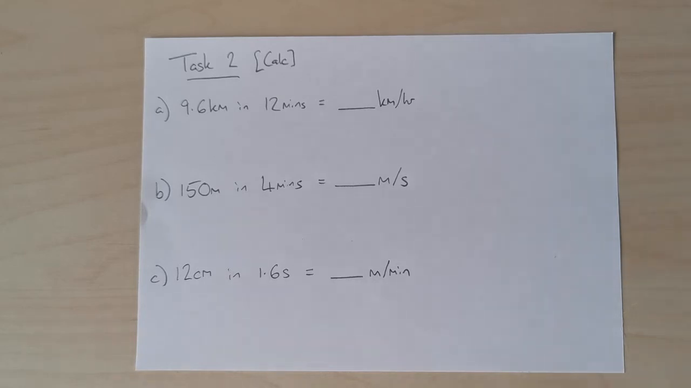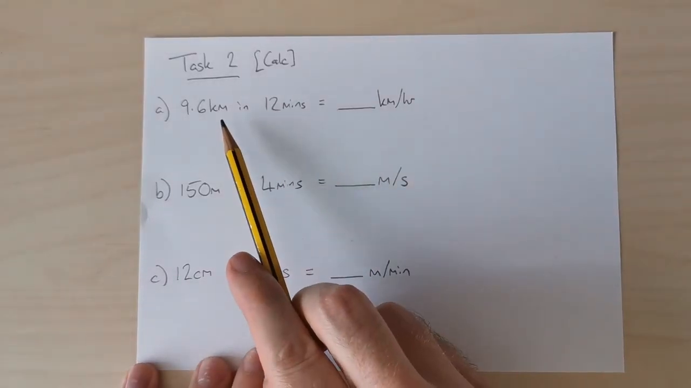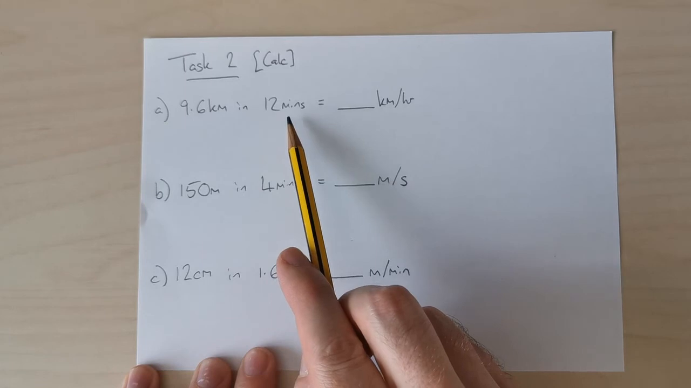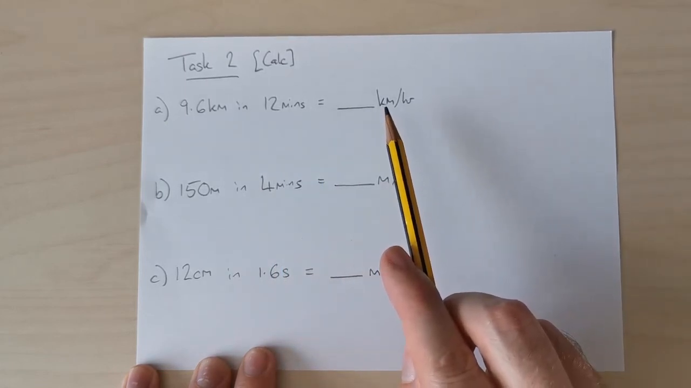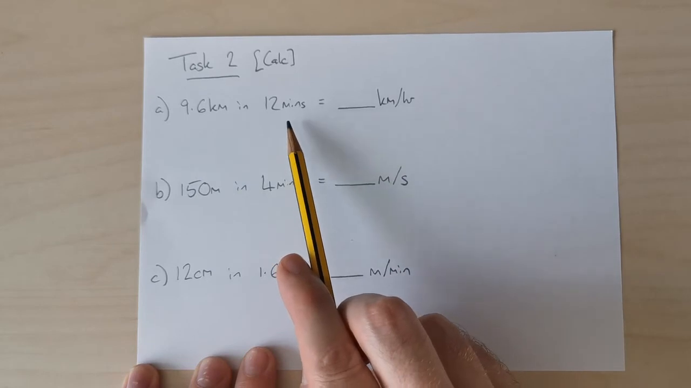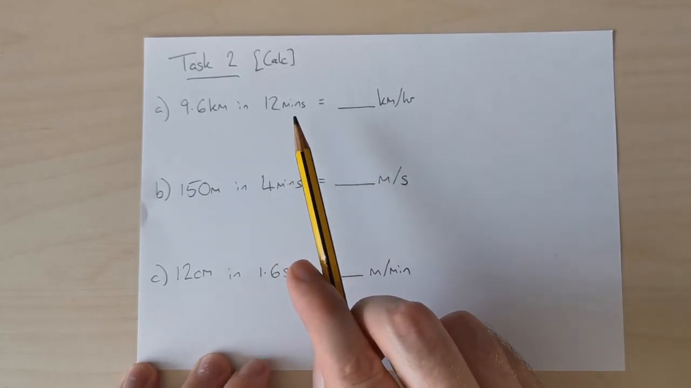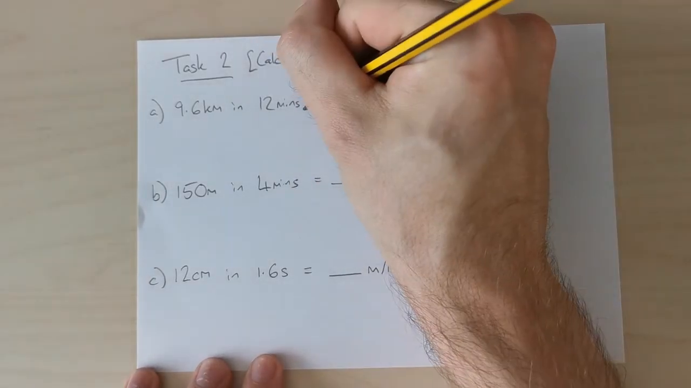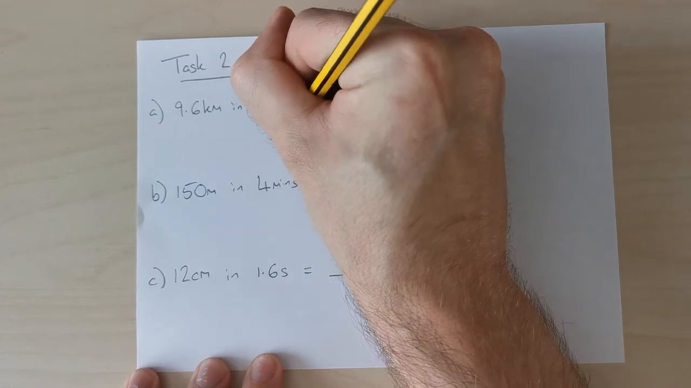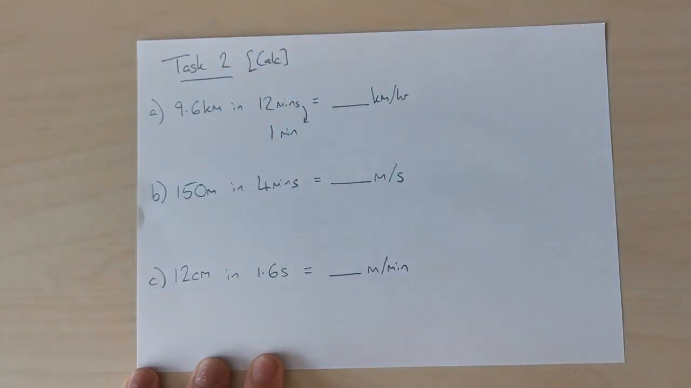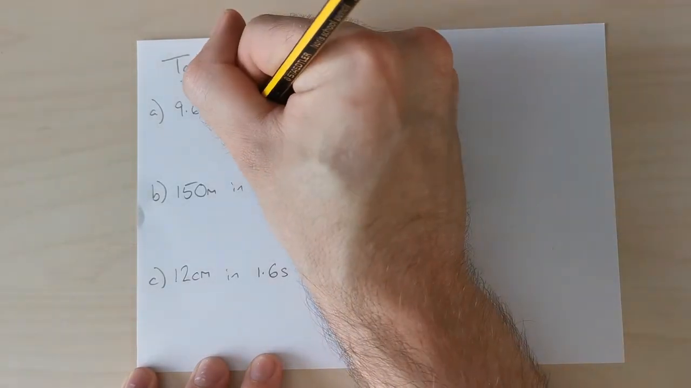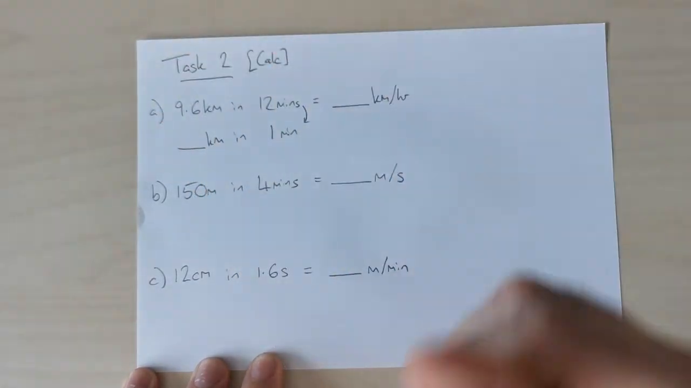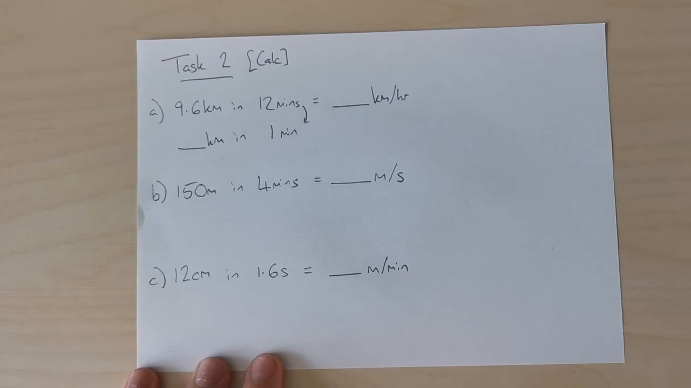Okay, so let's now have a look at working through these answers in the same way as the example. For our first question, we have 9.6 kilometers in 12 minutes. We want our speed in kilometers per hour. So we've got minutes, we want to turn it into hours. 12 minutes, not a nice number. So what we can do is turn that into 1 minute first. So let's turn 12 minutes into 1 minute and work out how many kilometers would have passed in 1 minute.